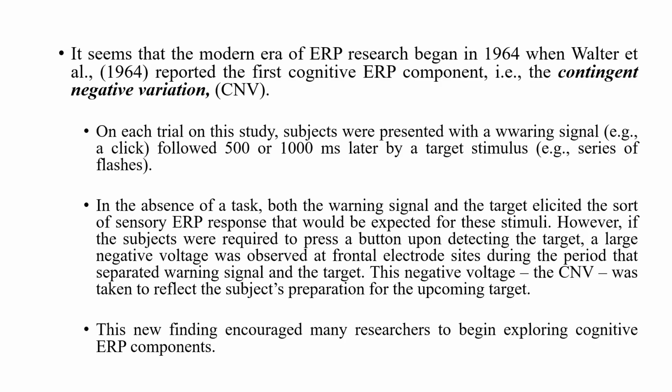So, this new finding encouraged many researchers to begin exploring cognitive components, because now it showed a window that the electrical activity in the brain, which we were calling the electroencephalogram or the EEG, can actually be analyzed well to slice out specific electrical events in the brain that are tied to specific cognitive operations that the brain does.